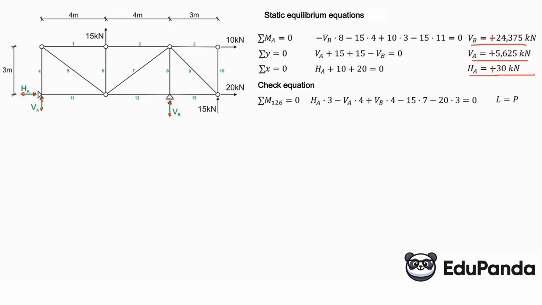Now we move on to the Ritter method. So we need to cut through 3 members, or 2. So we could cut, for example, here if we wanted to, through 2. And for 3 we can cut like this, or here, or here. I don't think there are more options. I will first show you the cut through the middle of the truss.